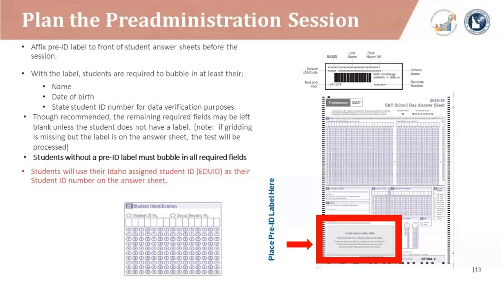Students without a pre-ID label must bubble in all required fields, and please ensure that students use their EDU ID as their student ID number on the answer sheet.